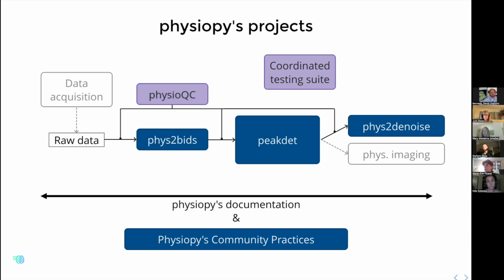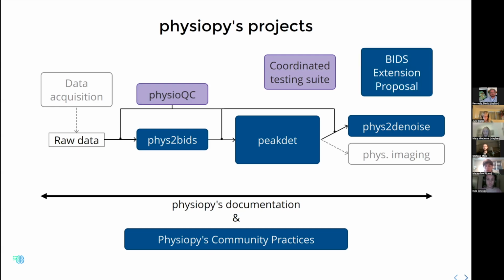We're also working on a coordinated testing suite with other physiological software developers to basically try to get more standardization between all of the toolboxes on what we expect physiological data to look like after we process them. And as I was telling you before, at a certain point, we realized we needed some standardization, especially if we wanted to implement some automatization in our toolboxes. And so we worked on a BIDS extension proposal or two.